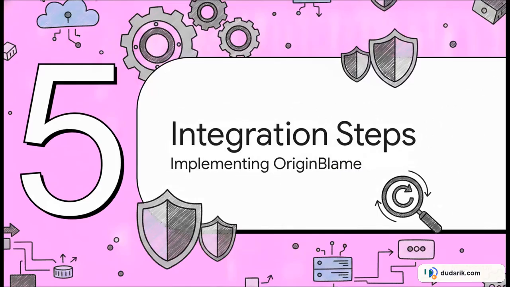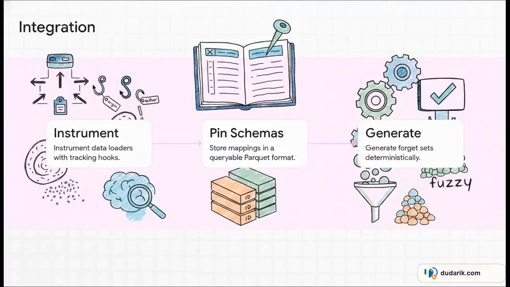And our final part, Section 5, developer integration steps, implementing OriginBlame. If you are managing training data pipelines right now, your integration basically comes down to 3 main steps. First, instrument your data loaders. Wrap your Hugging Face or datatrove processing steps with origin tracking hooks to make sure you attach that author metadata before tokenization happens. Second, pin your schemas in a queryable format. Store your author-to-record mappings in something like Parquet, partitioned by author IDs. Do not just embed this metadata in unstructured text, it won't work. And third, when a request comes in, query that index directly to generate your forget sets deterministically. You want to avoid fuzzy matching at all costs.